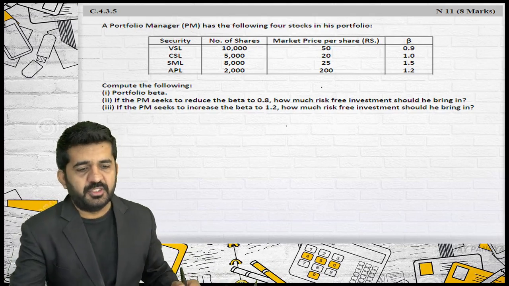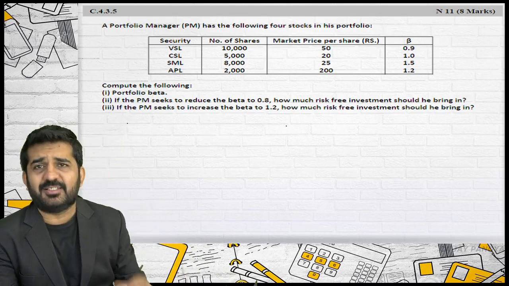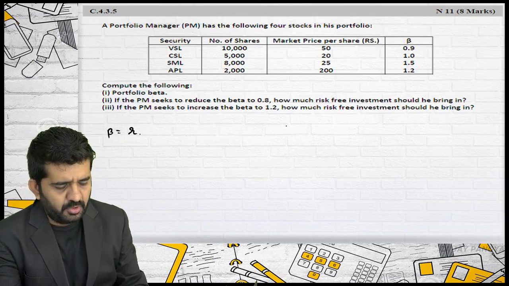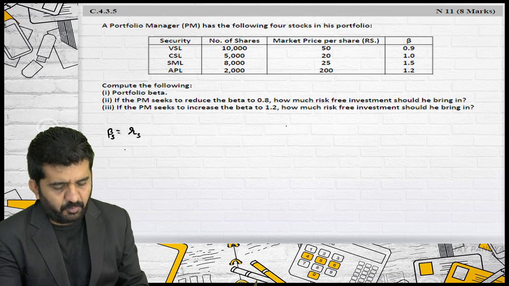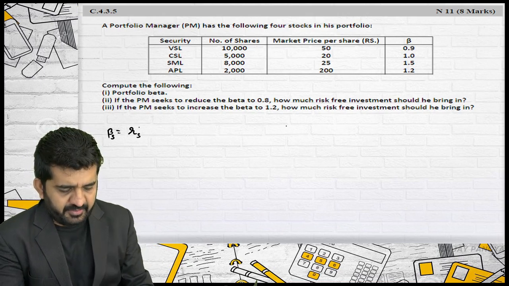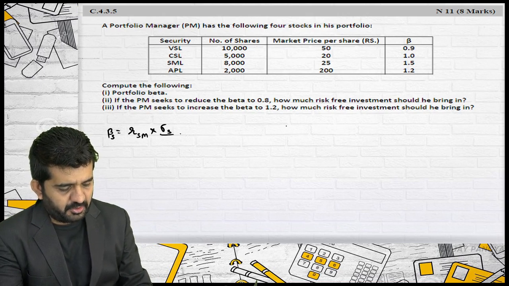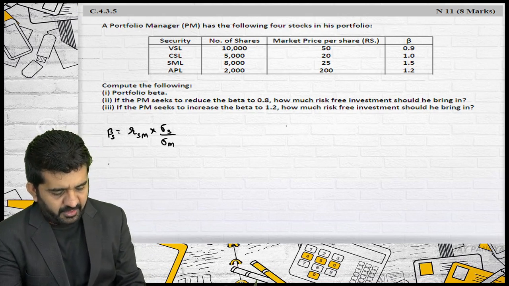We are doing some questions regarding beta, right? Let us revise all three formulas of beta that we know. If you want to find out beta of security, R between security and market will be multiplied by standard deviation of security divided by standard deviation of market.